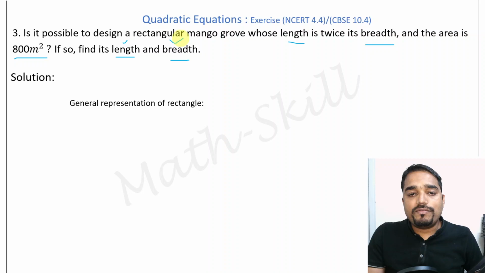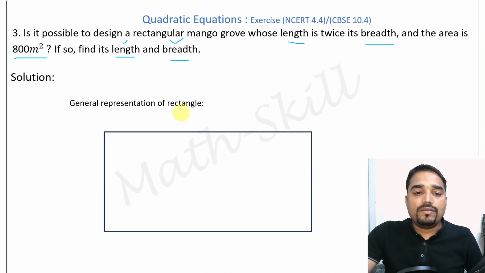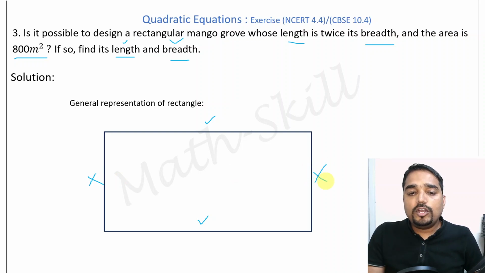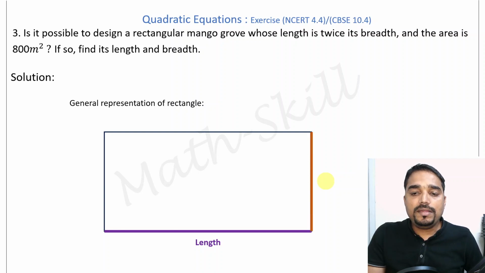Let's try to understand what a rectangle is. General representation of a rectangle would be something like this. A rectangle has four sides, that is, opposite sides are parallel in a rectangle. Also, there are two longer sides and two shorter sides, and the longer side would be called the length of the rectangle, followed by the shorter side, which would be called the breadth of the rectangle.